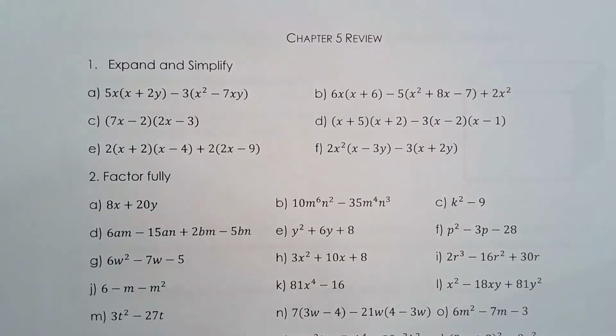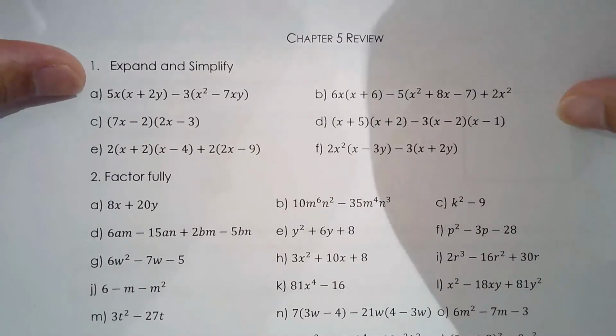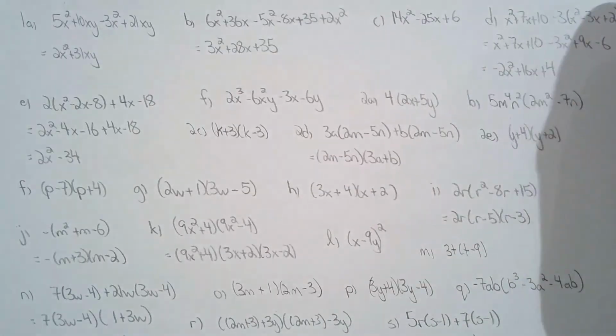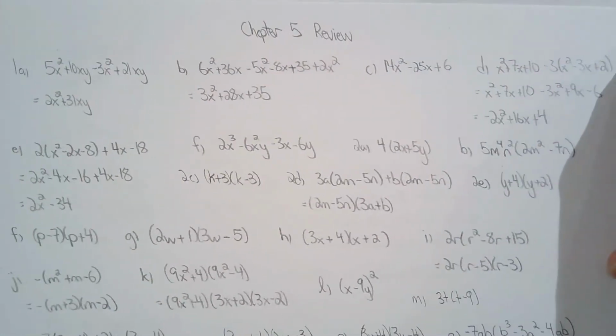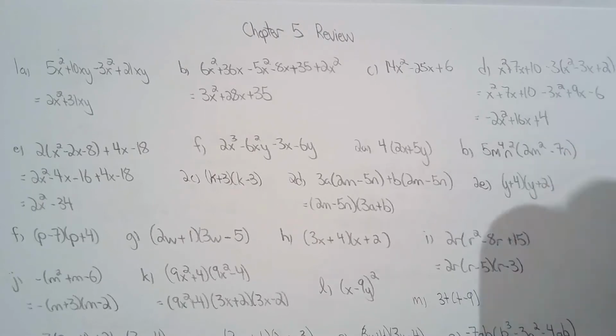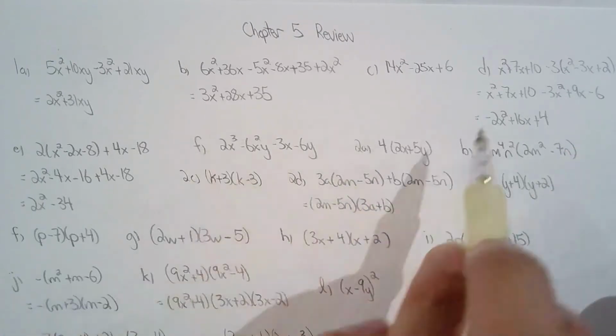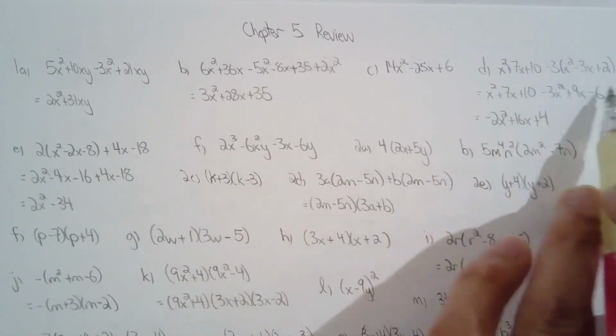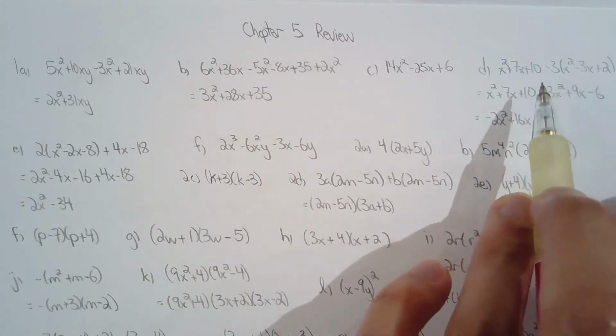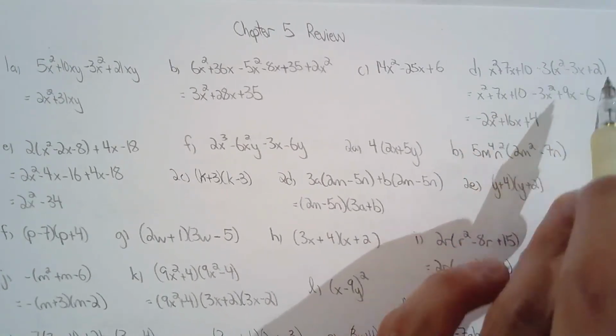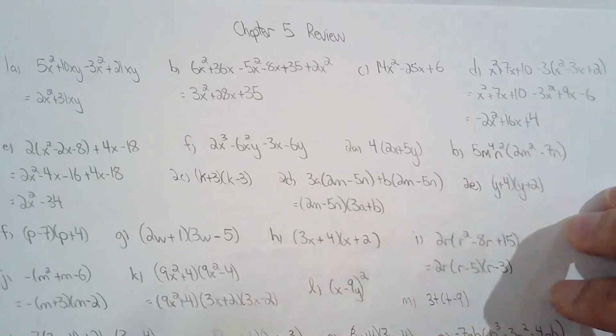In this video, we will take up the Chapter 5 review homework questions. Question 1, we are just expanding and simplifying. Not much to say except, I would argue like 1D, be careful when you distribute. So for example here, you're multiplying -3 by the trinomial, so fully distribute. That's a very common mistake that students make.